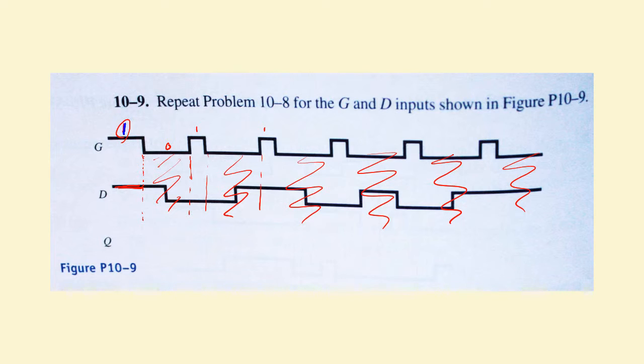The gate is enabled. The value of D is set at 1, so Q will follow that value of D up into the place where the gate becomes disabled. When the gate becomes disabled, the D value will not change. It's held in there.